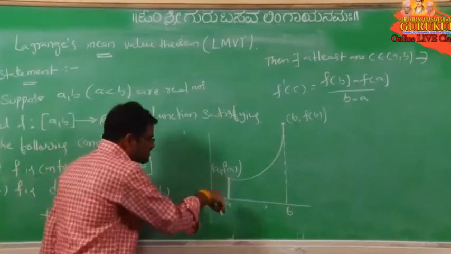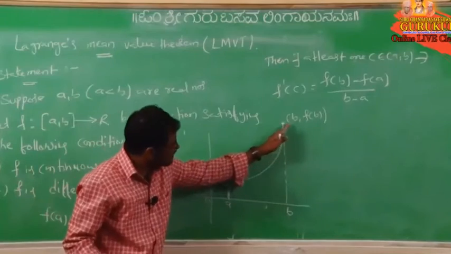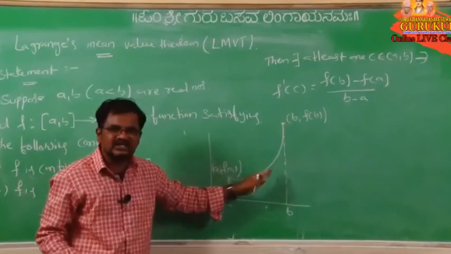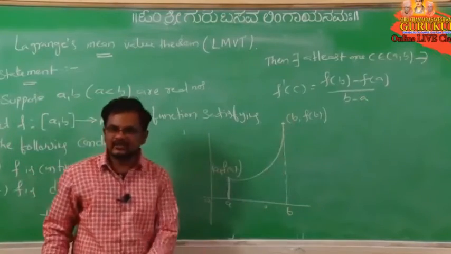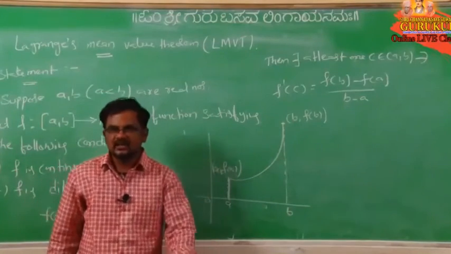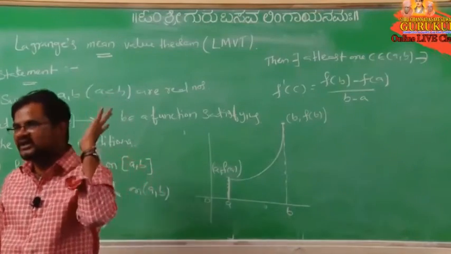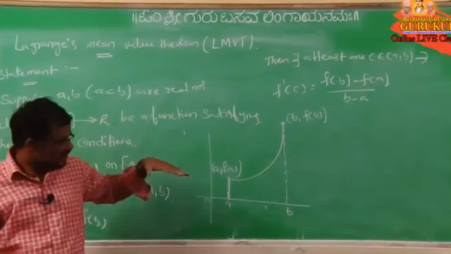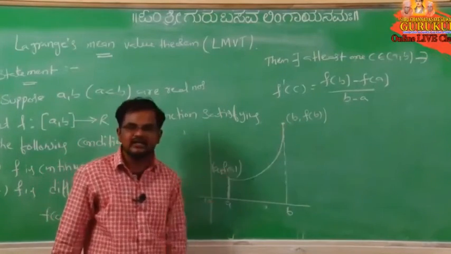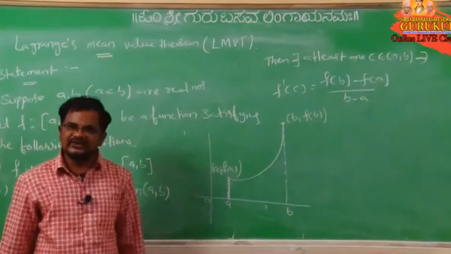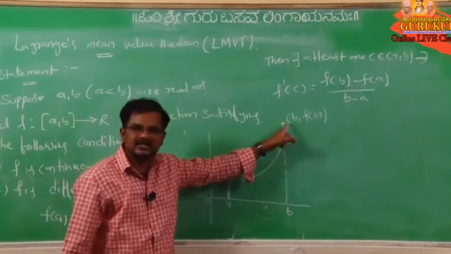Now here A is there, here B is there. Anywhere in between you can take the tangent, because a smooth curve is there. In the last class we discussed, whenever a sharp edge is there, we can't take the tangent, so at that point the function is not differentiable. But here a smooth curve is there, so anywhere you can take the tangent between A and B. So that's why f(x) is differentiable. And f(x) is continuous in this interval.